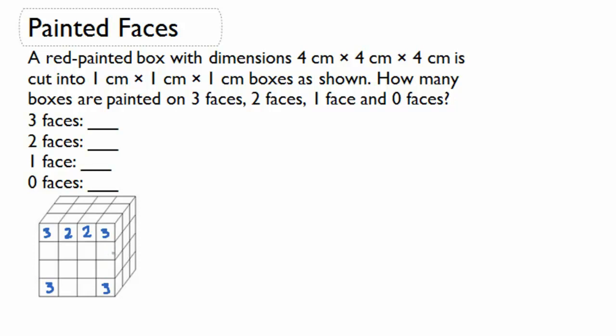Then any of these that are on the side that have an edge would be painted on 2 sides. So we can fill all of those in. Now these 4 in the middle, each would only have one side painted, since all of the others are covered.